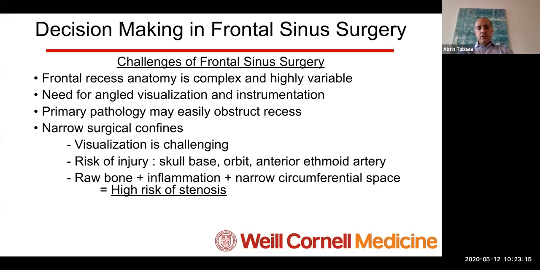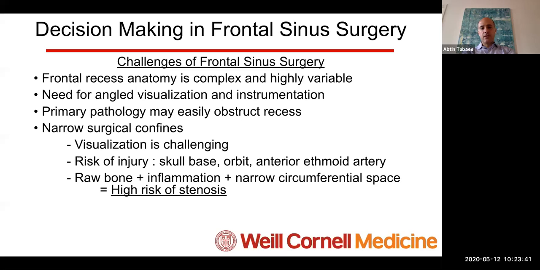Additionally, adding to the challenge of frontal sinus work are the visualization challenges. We are looking purely from a single perspective, right below the frontal recess. We can't see above it. We can't necessarily see the lateral and medial dimensions. All we can see is the undersurface. And so when we're working in this area, we have to be deeply aware of the surrounding structures and their risk exposure. We talked about the anterior ethmoidal artery, but the skull base and the orbit are equally at risk.